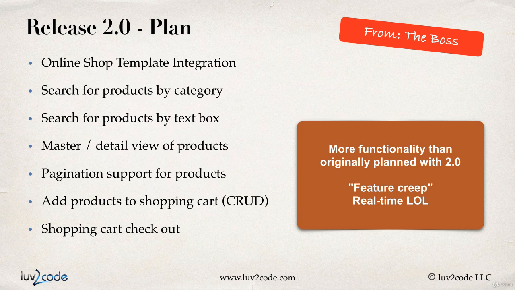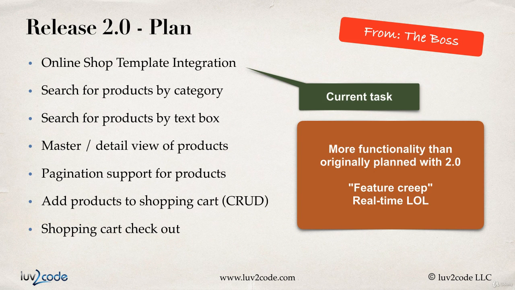Ooh, okay. So this is more functionality than was originally planned with 2.0. This is known as feature creep, but don't worry, you'll see this on real-time projects. This happens in the real world. But our current task right now is the online shop template integration.